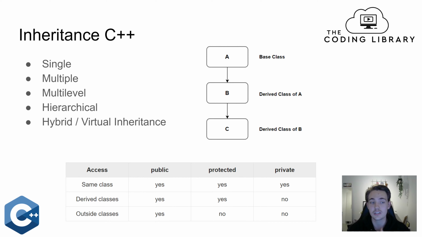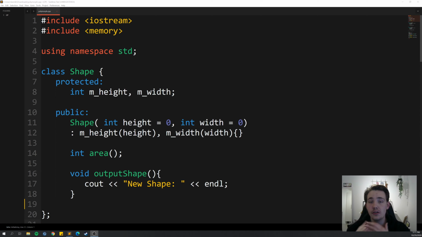So let's jump into Sublime Text here and see some examples in code, like how we can use inheritance in C++. So we're now jumping into Sublime Text here, and I'm going to show you the different examples of how we can use inheritance in C++.